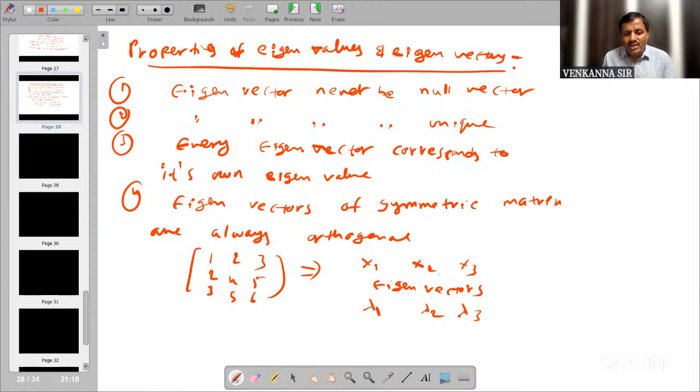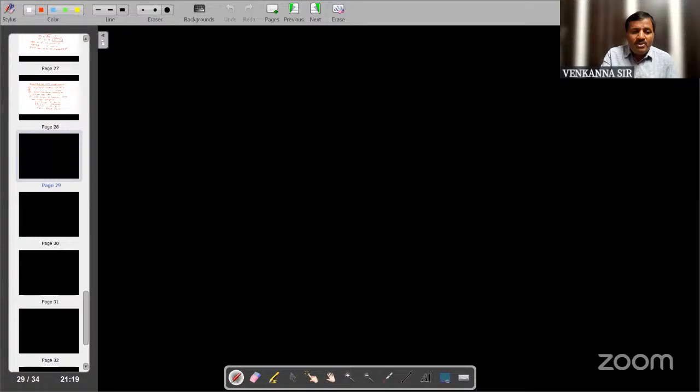And he is saying that their eigenvectors are orthogonal. What does it mean? x1 transpose into x2 is equal to 0, x2 transpose into x3 equal to 0, x3 transpose into x1 equal to 0. The 3 eigenvectors are orthogonal. Symmetric matrix eigenvectors are always orthogonal. That is the fourth property, a very important property.